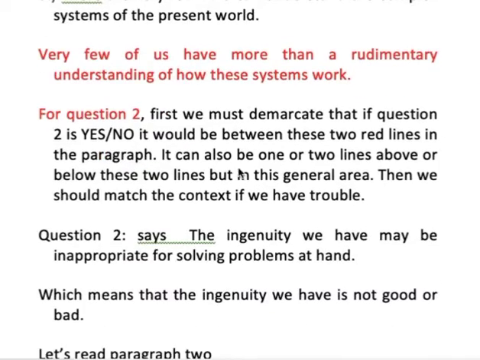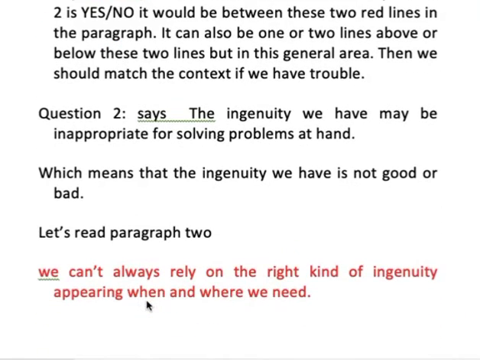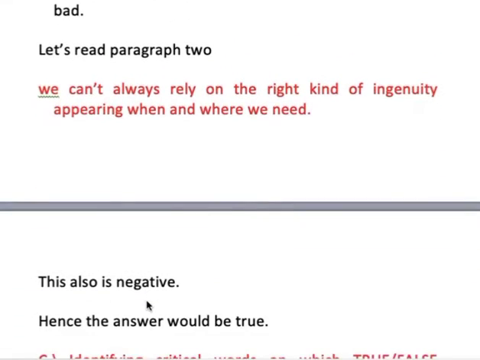For question 2, first we must demarcate where it would be. So question 2 says the ingenuity we have may be inappropriate for solving problems at hand, which means that the ingenuity we have is not good or bad. Let's read paragraph 2. We can't always rely on the right kind of ingenuity appearing when and where we need. This also is negative, hence the answer would be true.